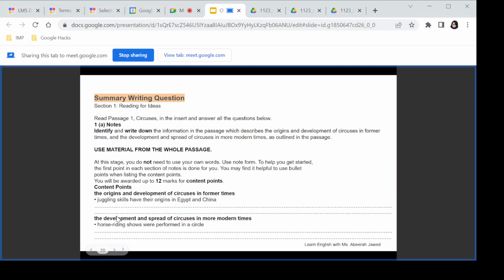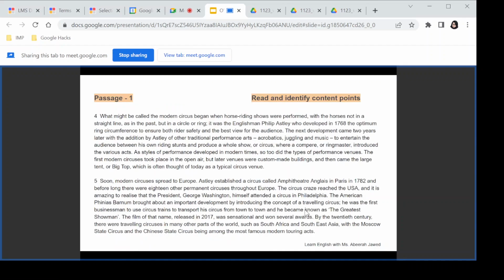So, development is the evolution, additions, inclusion of new techniques, new technologies, new methods, new ways of improvement, and spread would be going into different origins. We talked about it yesterday. So, can we see which point should we highlight here? The first line, like horse riding shows were performed in a circle or a ring. Perfect. Very good. All right. So we do not need extra information. And the Englishman Philip Astley's example is an elaboration.